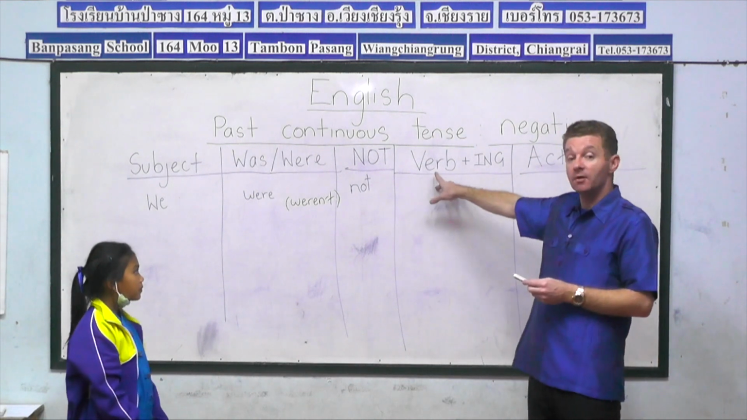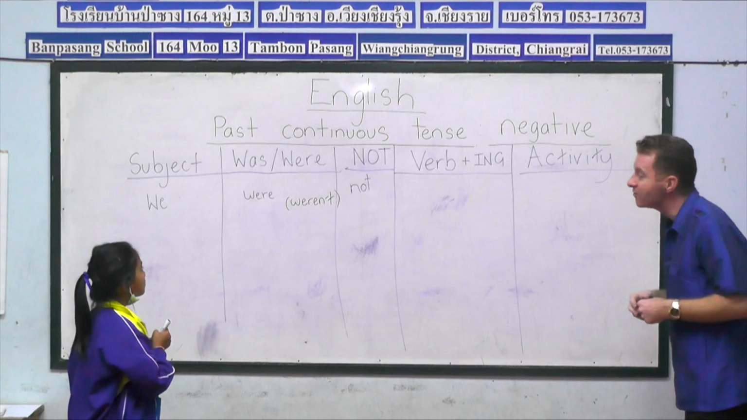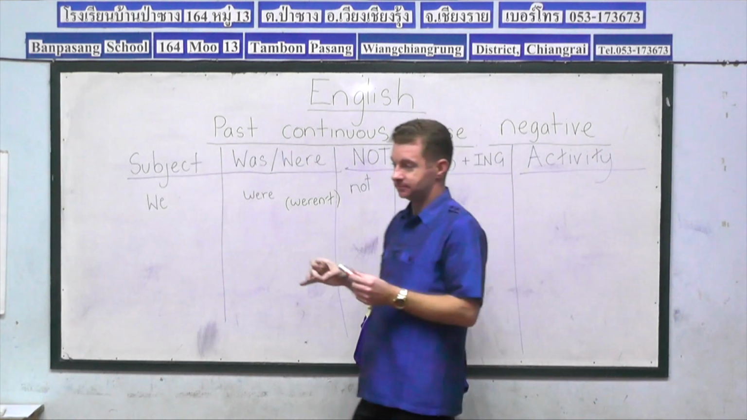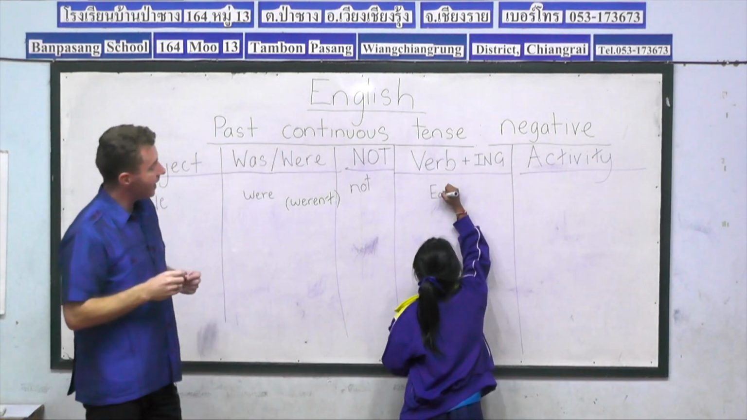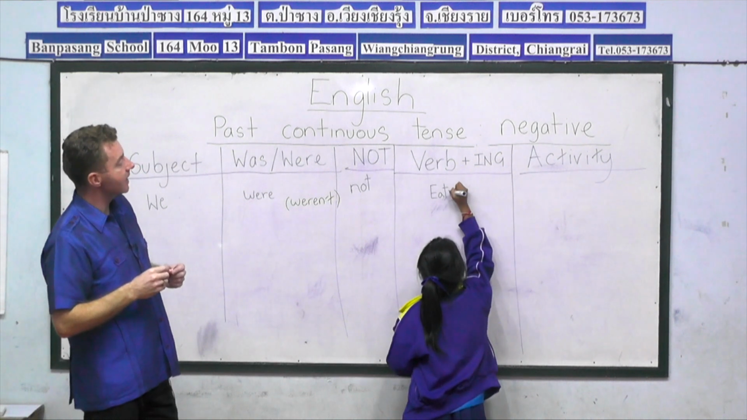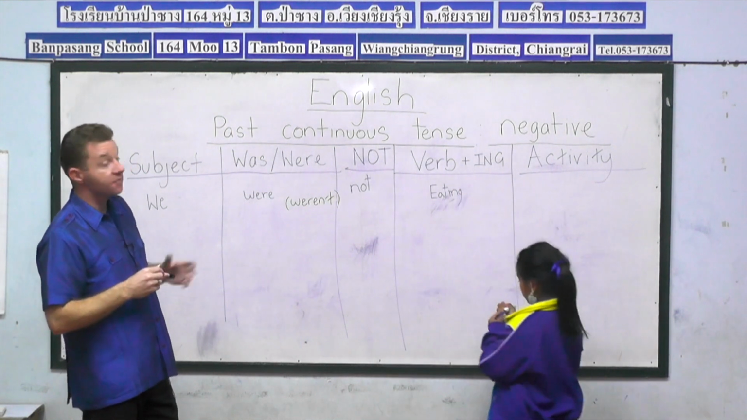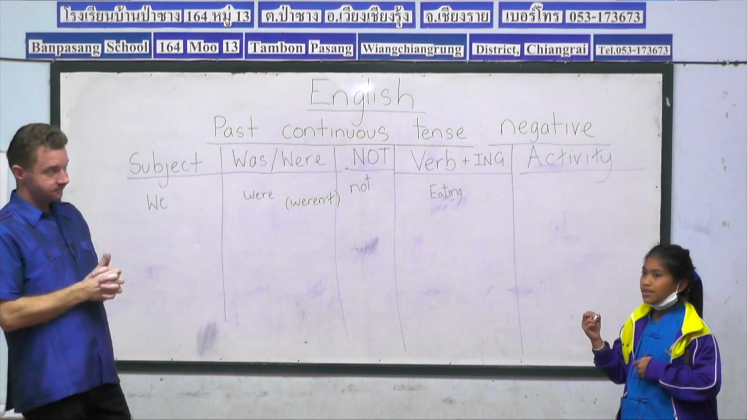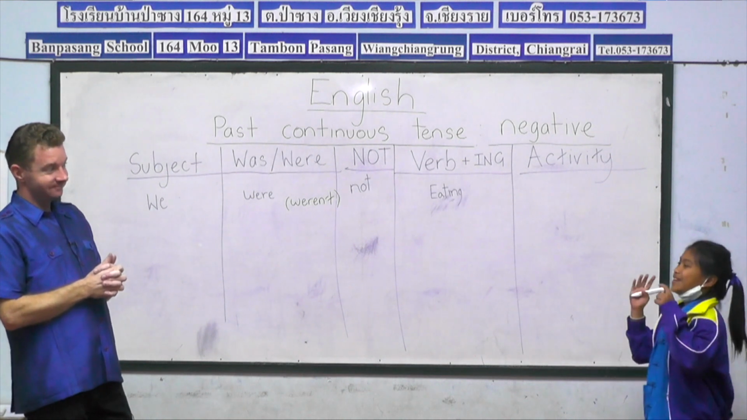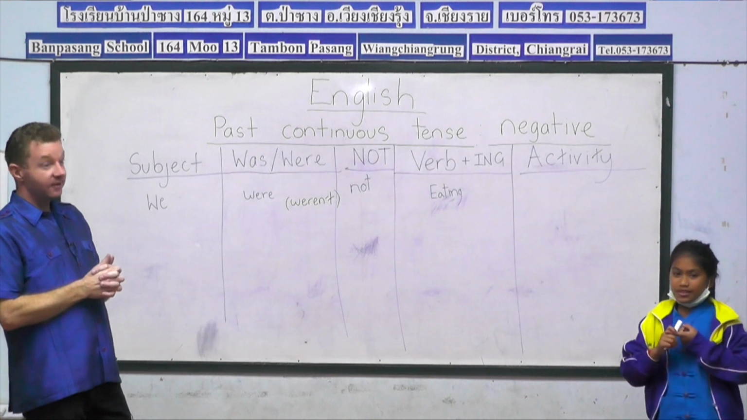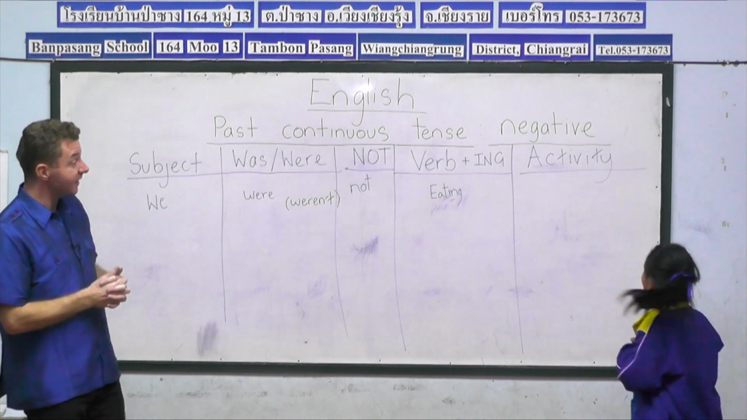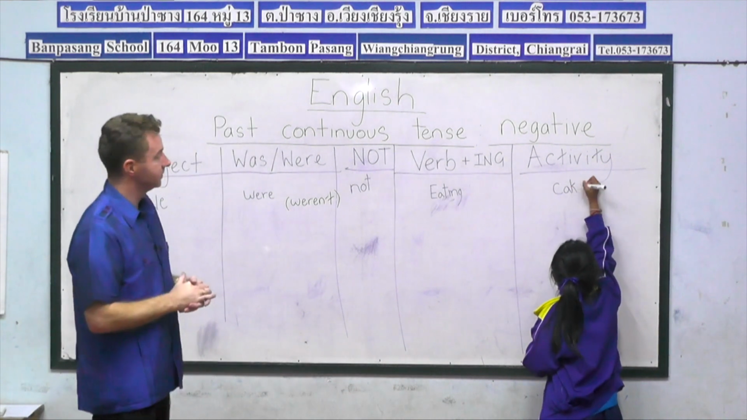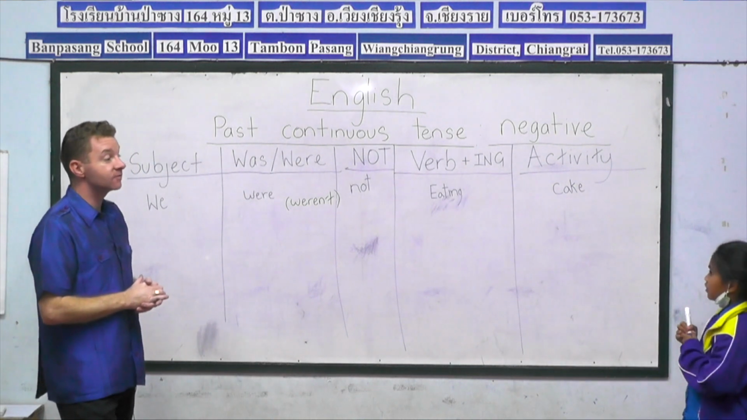But next we need verb plus ing. So what's your verb word, Pak Bung? Eat. And then ing, eating. E-A-T-I-N-G. Brilliant. And then the activity or the thing that we were eating. What were we not eating? What type of food? Cake? Okay. So we can say cake. Cake is spelled C-A-K-E. And then what comes at the end of the sentence?